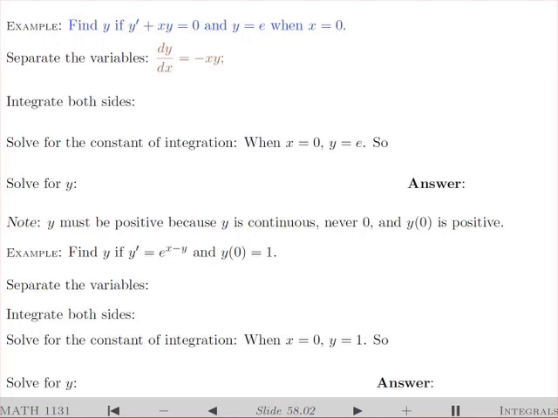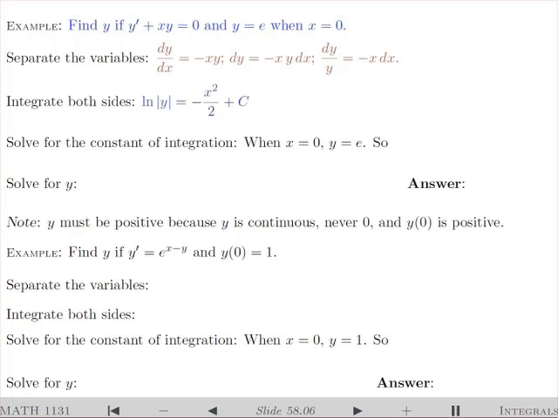I want to get the y to the left-hand side, so all I need to do is divide by y. I cross multiply first and then divide by y. I get dy over y equals negative x dx. Now the x's and y's are separated, so I can integrate. An antiderivative of dy over y is ln of absolute value of y. An antiderivative for negative x dx is negative x squared over 2.